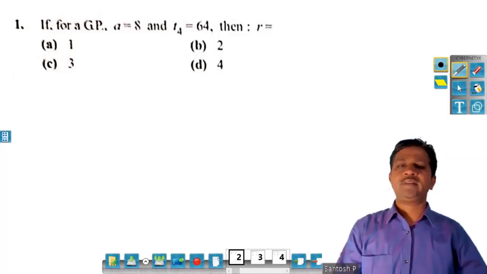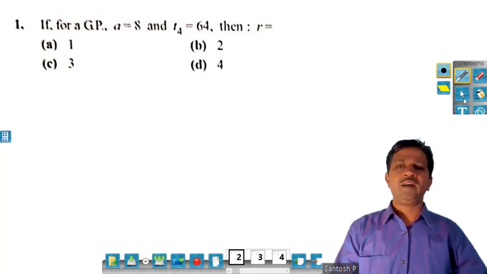Hi students, in today's lecture we are going to see some MCQs by using some basic methods, or sometimes we are also going to use tricks. So let us see the first example.